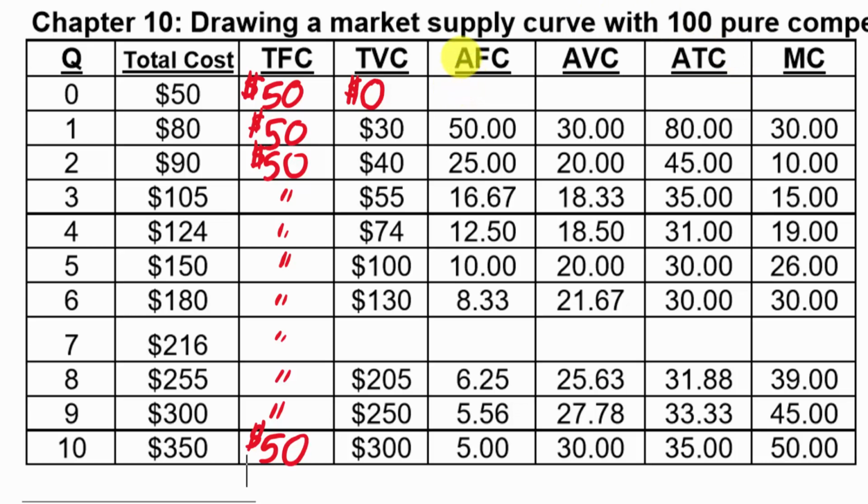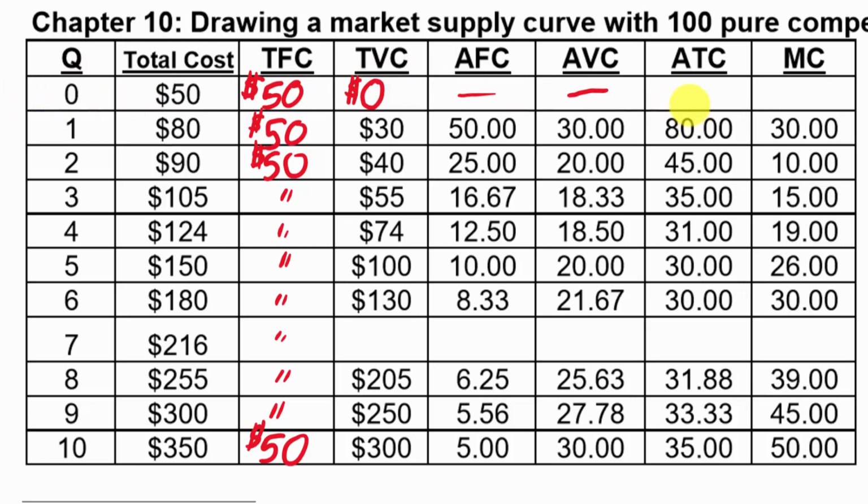So what we do is we take the cost we're talking about here, fixed cost, $50, and we divide it by how many units we're producing, 0. But you can't divide by 0, so that's why for average fixed cost here, we just say it's not applicable, or we draw a line through it because it's not something you can calculate. And here average variable cost is going to be 0 divided by 0. We can't do that either, so not applicable.